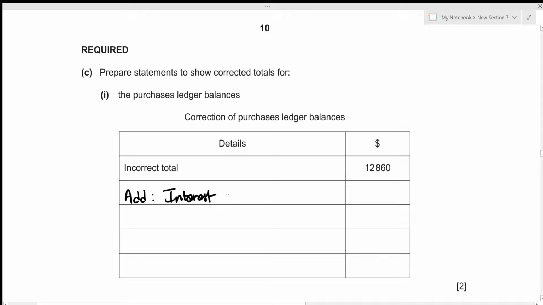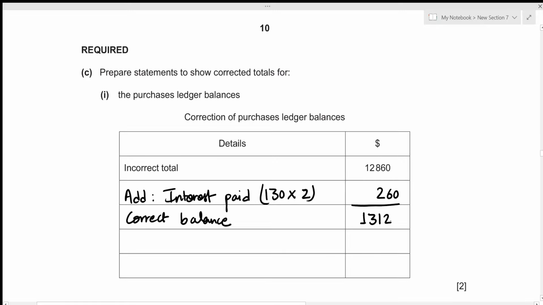Now, in order to rectify, we had to include the interest paid amount twice. So that's just 130 times 2, which shows the total amount to be 260. Now, this is the only error that we need to rectify in order to figure out the correct balance for the purchases ledger. So now we can figure out the correct balance. That is just going to be 12,860 plus 260, which gives the balance to be 13,120.